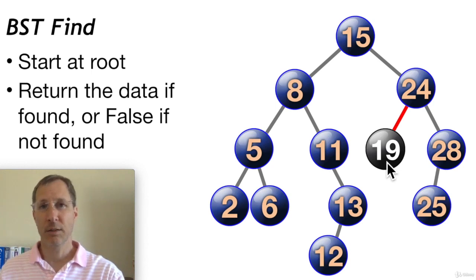So when we find a piece of data with the find function, we're always going to return that piece of data. And if we didn't find it, we want to return false to let the user know that data is not existing in the tree.